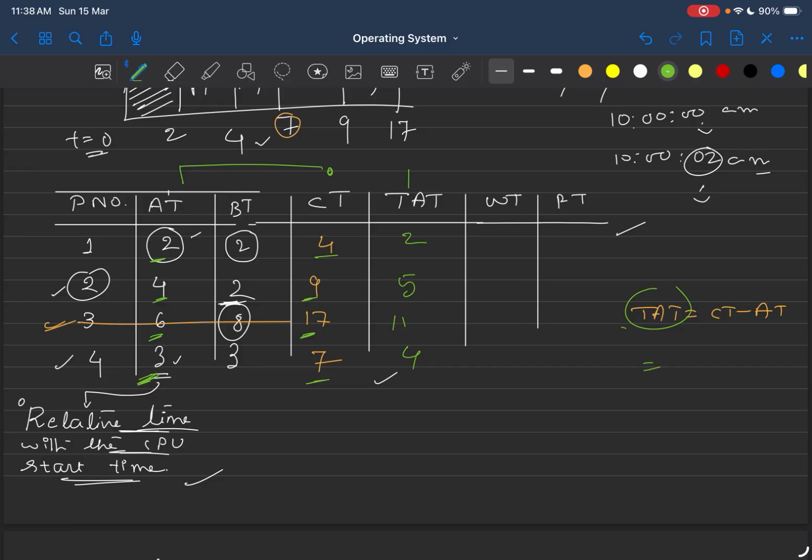So we know another formula, that is turnaround time equal to wait time plus burst time. Now wait time has to be turnaround time minus burst time. So let me change the color again. So turnaround time minus burst time, that will be your wait time.